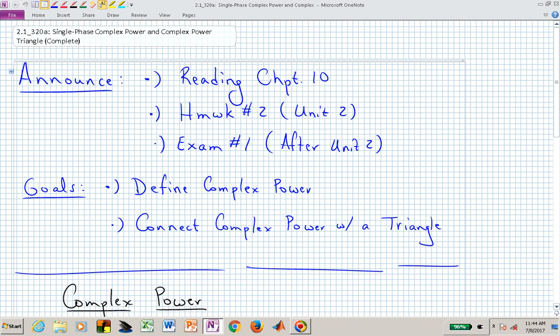What we want to do in this video is actually define complex power, and now we're looking at something that's in a sense a complex number, and we can connect that with a triangle because of the horizontal part or the real part and the vertical part or the imaginary part, the reactive part of our power terms.